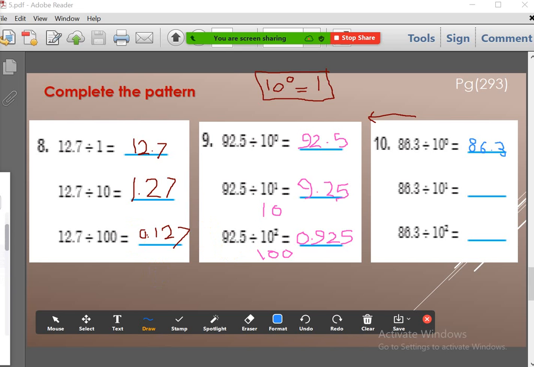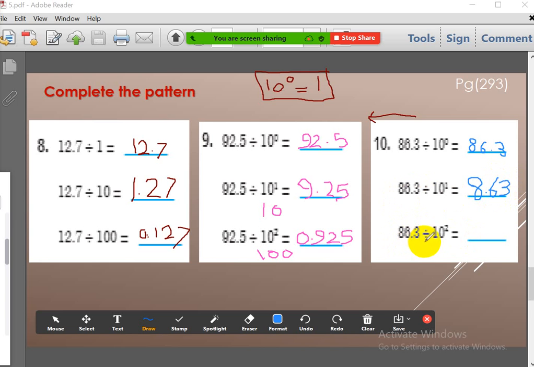Okay, yes, Rasha, open your mic. 86.3 divided by the first power of 10 equals what? Again, please. Okay, very good. Your answer is correct. Thank you, Rasha. It will be 8.63, because I have to move the decimal point only one digit to the left side.